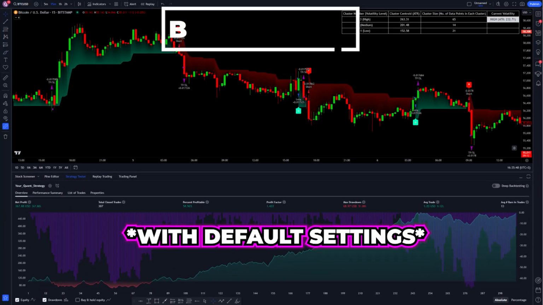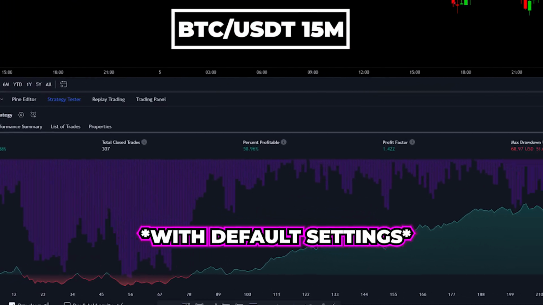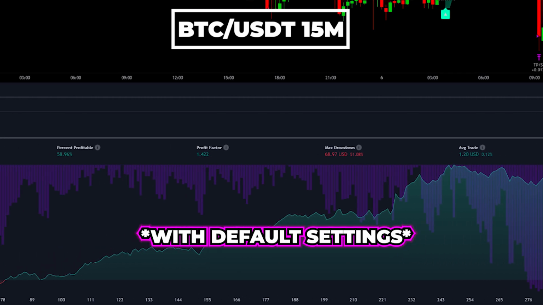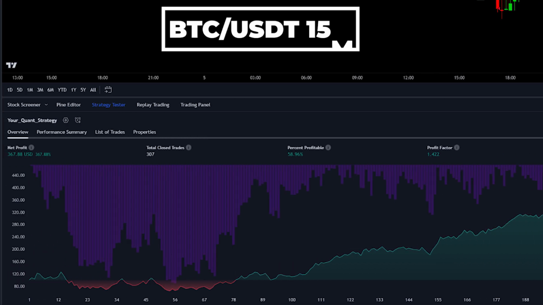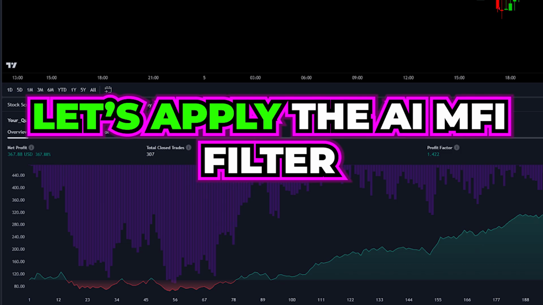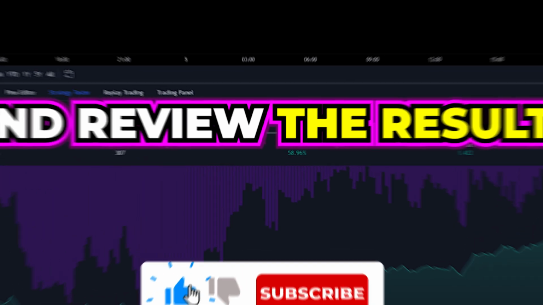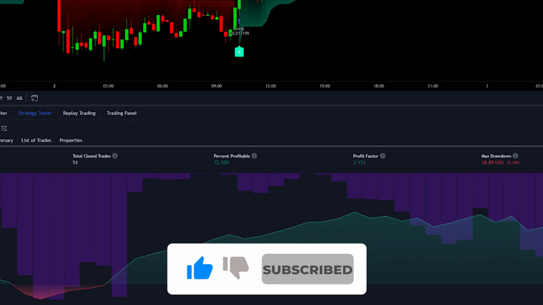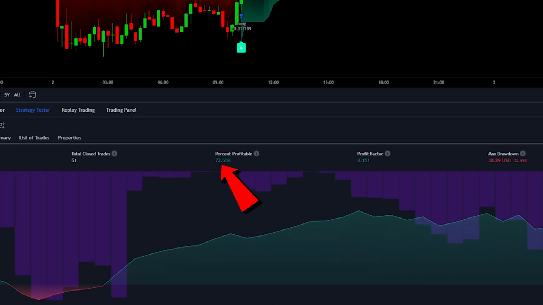For instance, here's the performance of the machine learning super trend indicator on Bitcoin, a 15-minute time frame. It's not bad, but there's an extended period of drawdown in this case. Now, let's apply the AI MFI filter and review the results. Boom! Our win rate instantly soared to an impressive 72.5%.